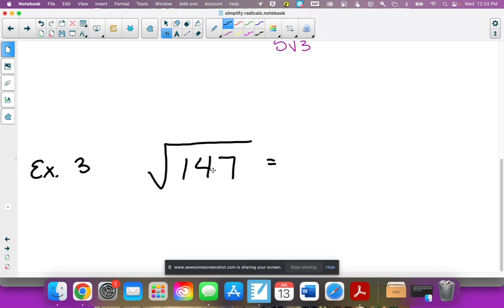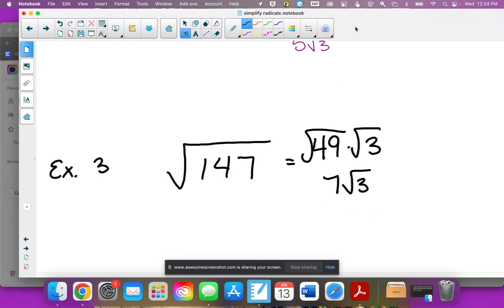Divides by 1, yes. Divides by 4, no. Divides by 9, no. Divides by 16, nope. Divides by 25, nope. 36, nope. 49, yes. Divides down to 49 and 3. Okay. So again, same thing. The square root of 49 is 7, and 7 times the square root of 3.